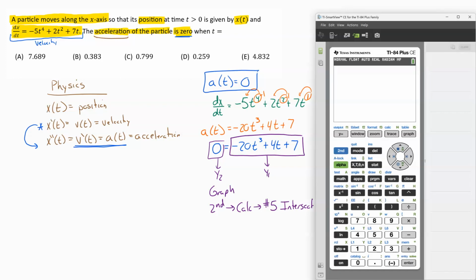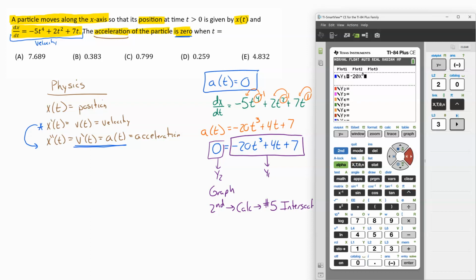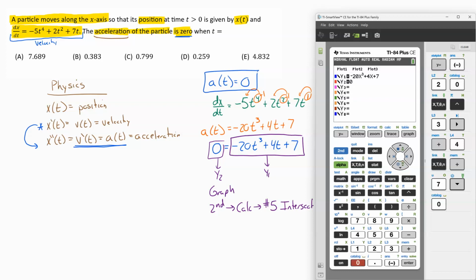So we open up the calculator, go to the y equals in the top left corner. I'm going to type my first equation in, negative 20x, raise it to the third. Anytime you're graphing, you always use x's, no matter if they use t's or not. So then 4x plus 7. And then we want to know when does that equal 0. So y1, y2, then we'll hit the graph button. And I can see where the blue and the red graph are running into each other. That's the intersect that I'm looking for. That's going to be my answer. That's when the acceleration equals 0.